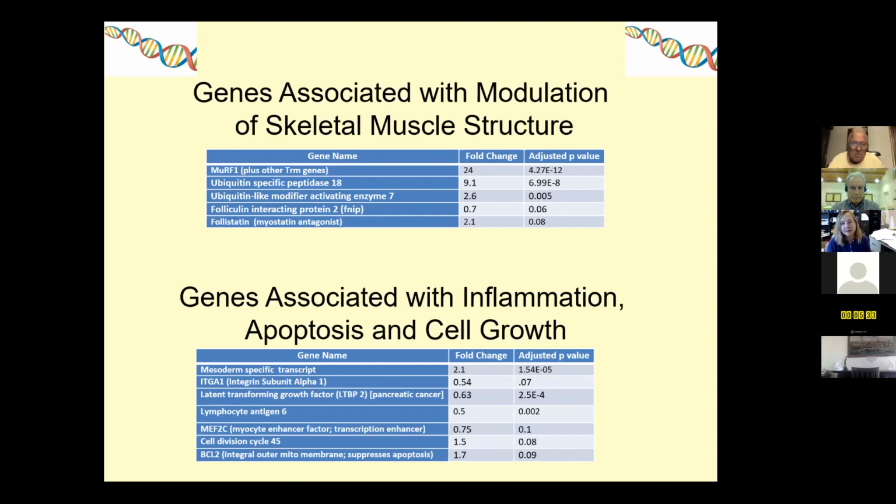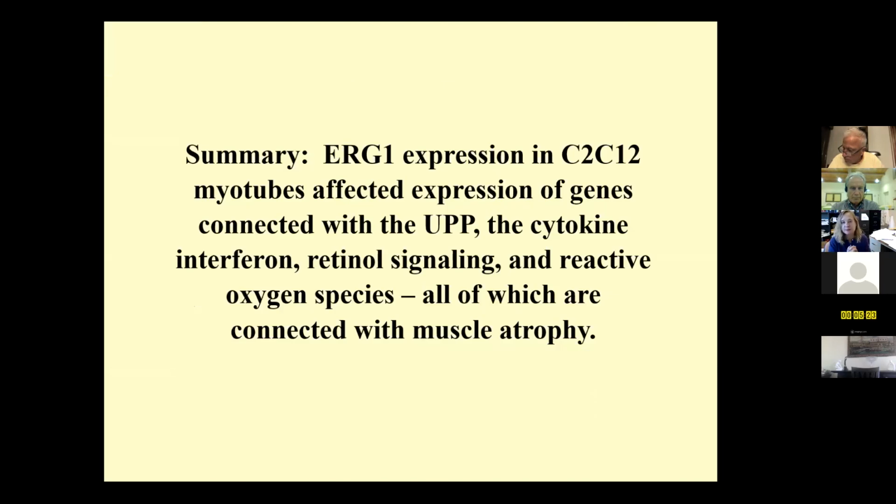So it appears that ERG has a really broad effect and may actually act as a coordinating type protein on the membrane. So in summary, ERG1 expression in C2C12 myotubes affects expression of genes connected with the UPP, the cytokine, interferon, retinol signaling, reactive oxygen species, all of which are connected with muscle atrophy.